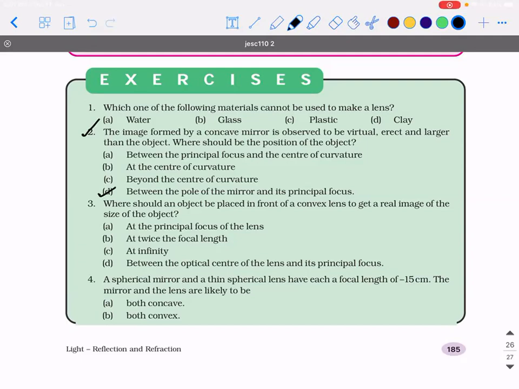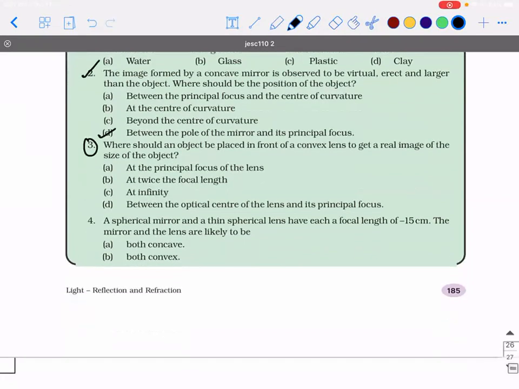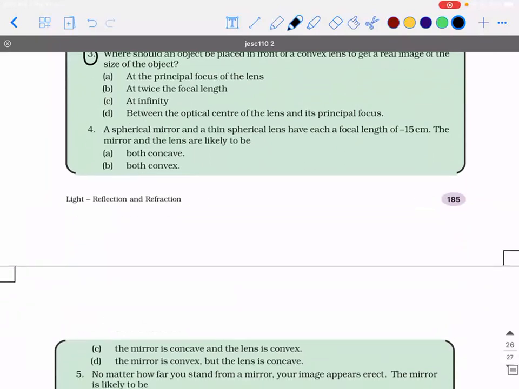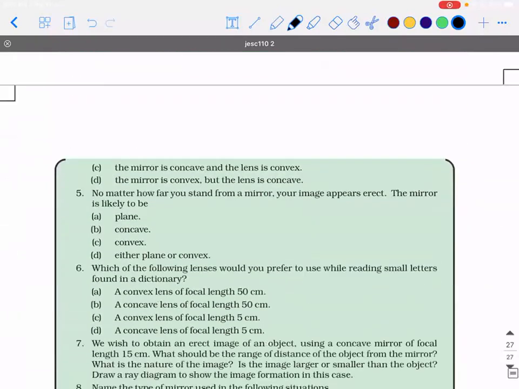Okay. Third, where should an object be placed in front of convex lens? Oh, lens, leave it. Next. Spherical mirror and spherical lens. Okay. Fifth one. No matter how far you stand from a mirror, your image always appears erect.